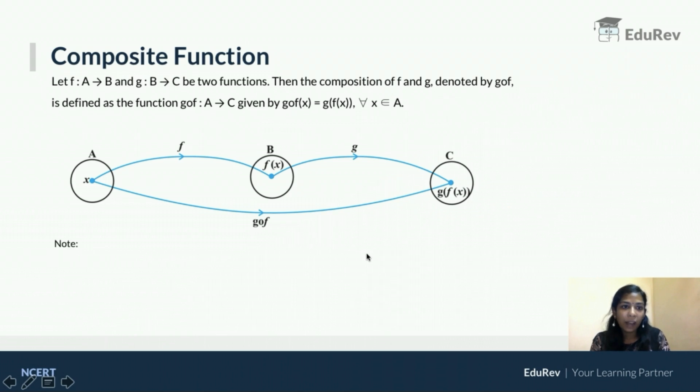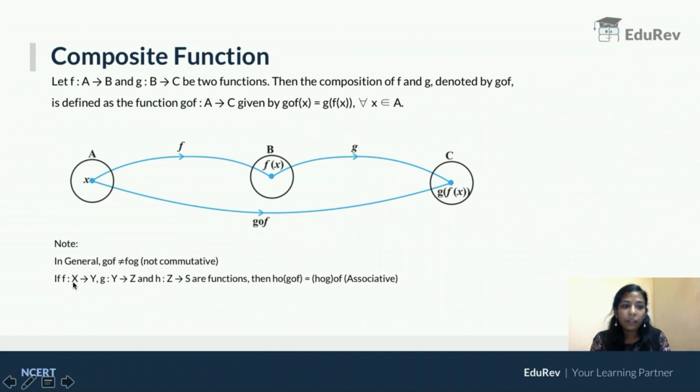And a few things you have to remember. In general, g circle f is not equal to f circle g. That is, it is not commutative. And if f is from X to Y, g is from Y to Z and h is from Z to S are functions, then h circle (g circle f) is equal to (h circle g) circle f. That is associative. So this operation is not commutative in general, but it is associative.